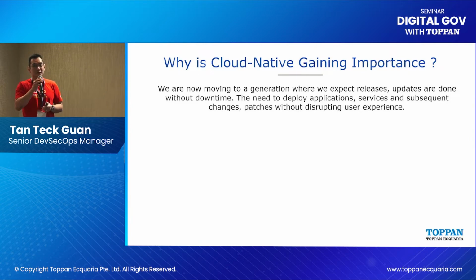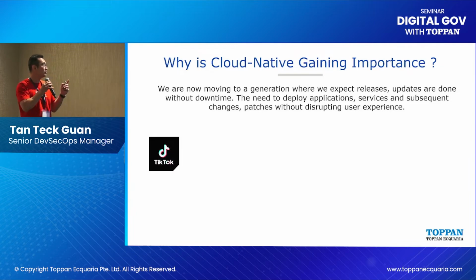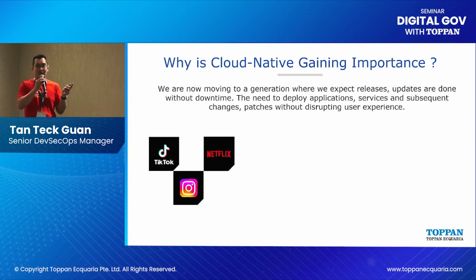So you see, we are moving to this generation, maybe not me, maybe the younger generation, where we are expecting releases and updates to be done without downtime. So there's a need to deploy your application, your services, and subsequent changes and patches without disrupting user experience. I think the keyword here is user experience. We don't see TikTok having downtime to launch a new feature. We don't see Instagram needing to bring down for system patching. We don't see Netflix under maintenance so you cannot watch season 3, season 4.